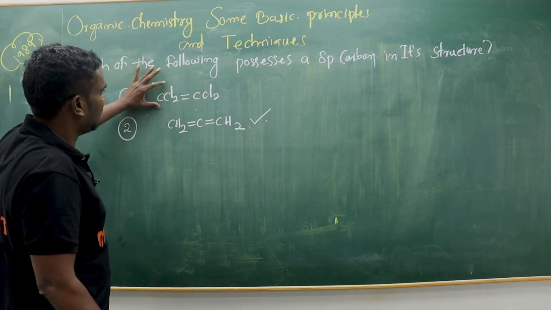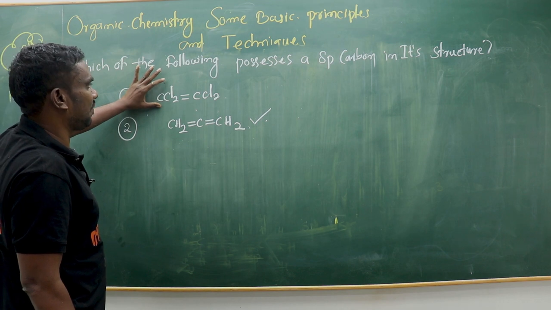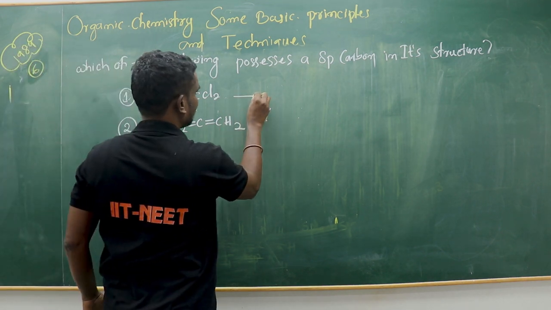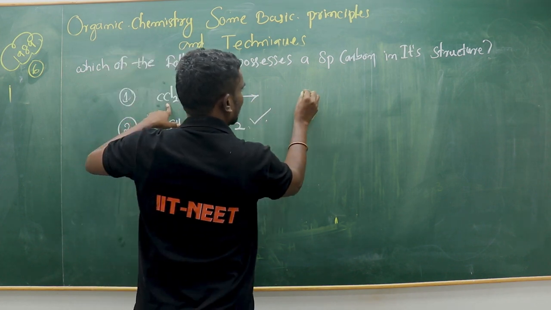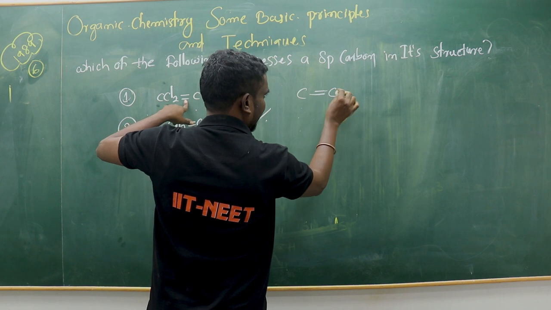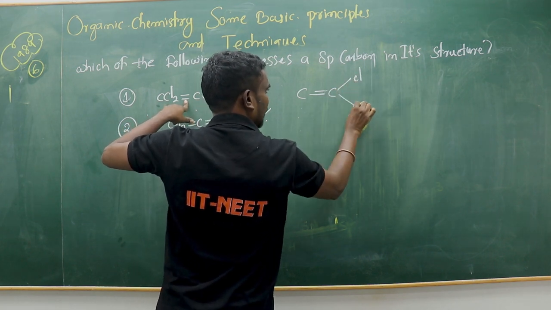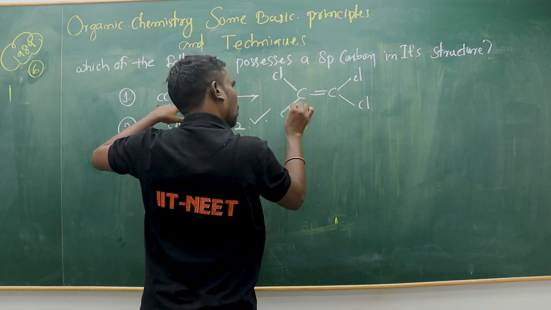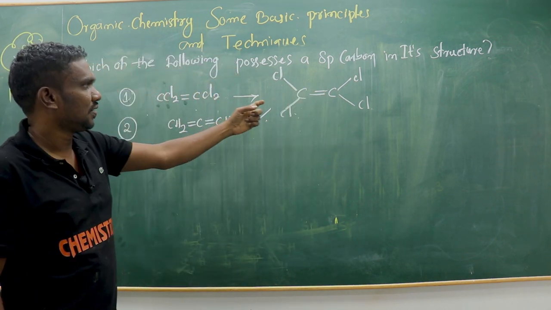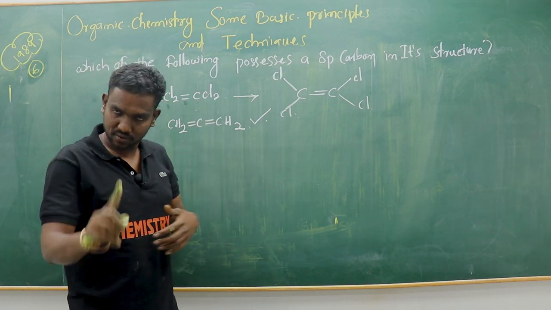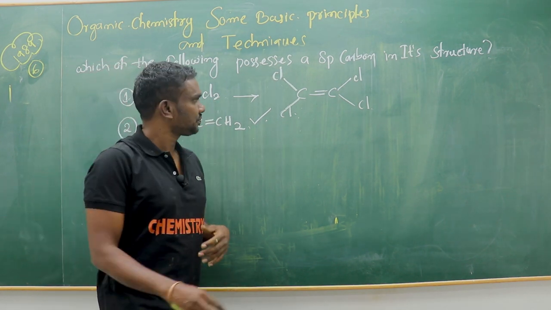See, first of all, observe carefully. This you have to elaborate. How to elaborate? Focus beta, focus. Two carbons in between, double bond there, here one Cl, here one Cl, here one Cl, here one Cl. This is the structure of this compound. Focus. Now observe carefully.